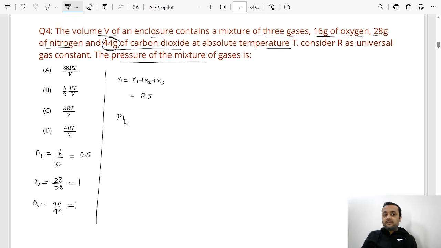If I use PV equals nRT for the mixture, we can say that P will be equal to total moles, which is 2.5, into R into temperature upon volume. So the answer will be 2.5 RT by V, which is nothing but 5 by 2 RT by V. I hope you have understood. Very, very easy question. This would have given you very easy 4 marks.